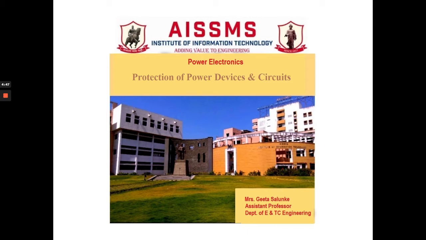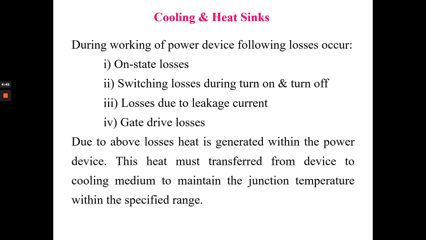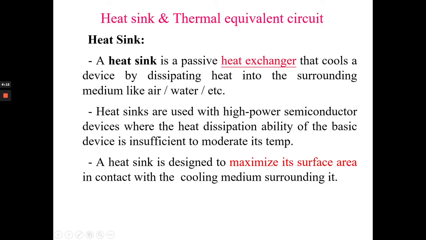Now I am going to explain protection of power devices and circuits of power electronics. During working of power devices, some losses occur, and these losses are on-state losses, switching losses during turn on and turn off, losses due to leakage current, and gate drive losses. Due to these losses, heat is generated within the power device. This heat must be transferred from the device to the cooling medium to maintain the junction temperature within the specified range.